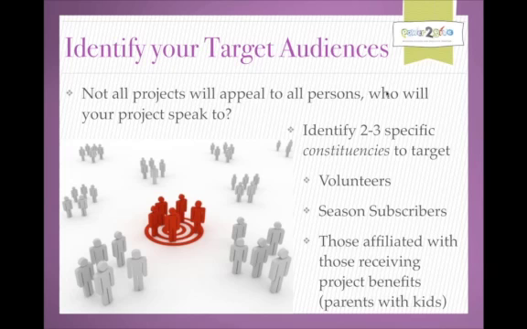One message might go to volunteers. Another message might go to seasoned subscribers. There might be a third message that has a different tone that goes to the people that are affiliated with the people who could be or are receiving the program or the project that you are funding. So again, think about who this project will speak to, and then identify specific constituencies that you can target.